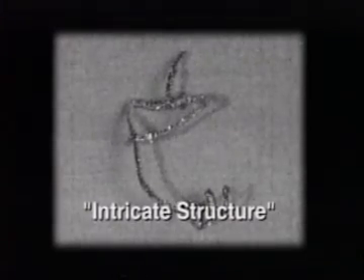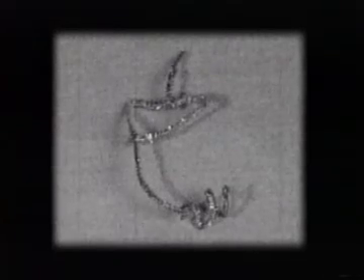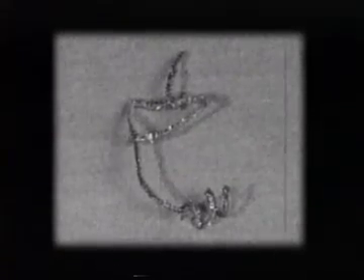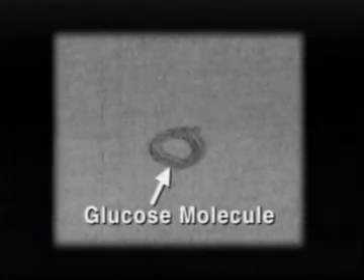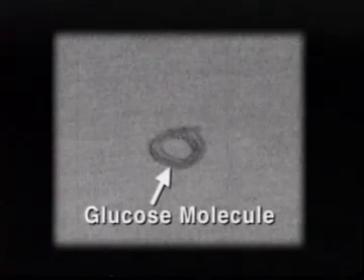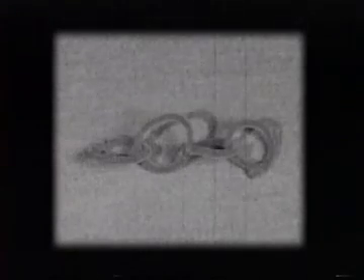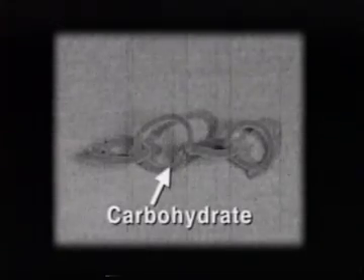In contrast, say we wish to see what a carbohydrate looks like. Well, if this pipe cleaner represents a glucose molecule, a carbohydrate would look just like this. Just one long chain of glucose molecules. Clearly, you can see how much more complex proteins are than carbohydrates.